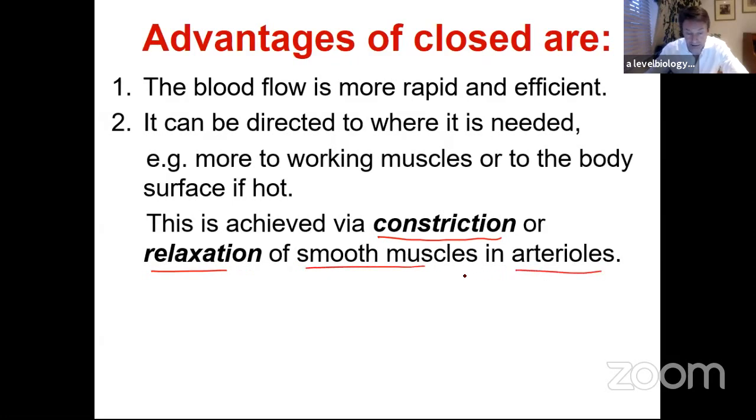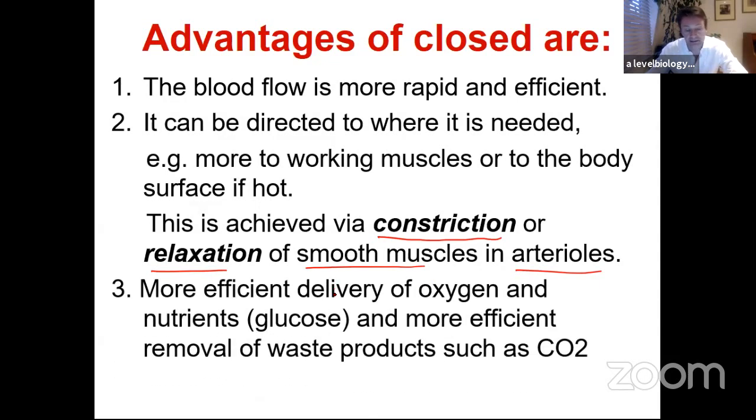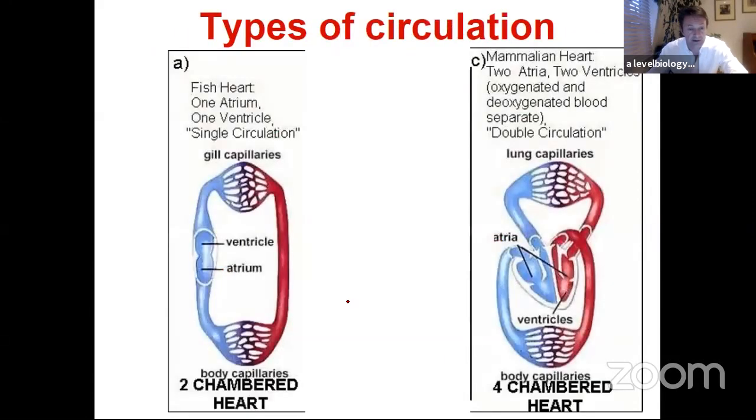Now, it's a common misconception amongst students that the muscle in arteries or arterioles in some way propels the blood, which it doesn't ever. What it does is control the volume of blood that can travel through it by altering the diameter of the lumen of the vessel. And it gives more efficient delivery of oxygen because you're pumping higher pressure blood specifically to those areas. So here are some examples of closed circulatory systems.